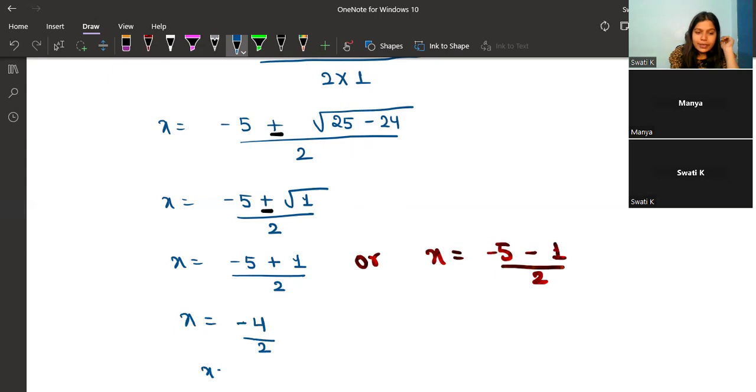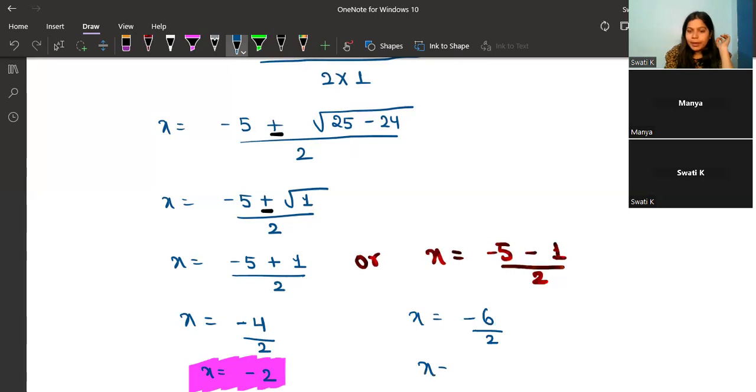So what is the value of x? It is minus sign as it is, of course, and 4 divided by 2 is 2. We have got our first value of x, which is minus 2. Second value of x, what will you do? You'll just simplify this. So x is equal to, what is minus 5 minus 1, Manya? Minus 6. Minus 6 divided by 2. Again, x will be minus sign as it is. What is 6 divided by 2? It's 3. And that's it. We have got the answer. So what values of x we have got? Minus 2 and minus 3.